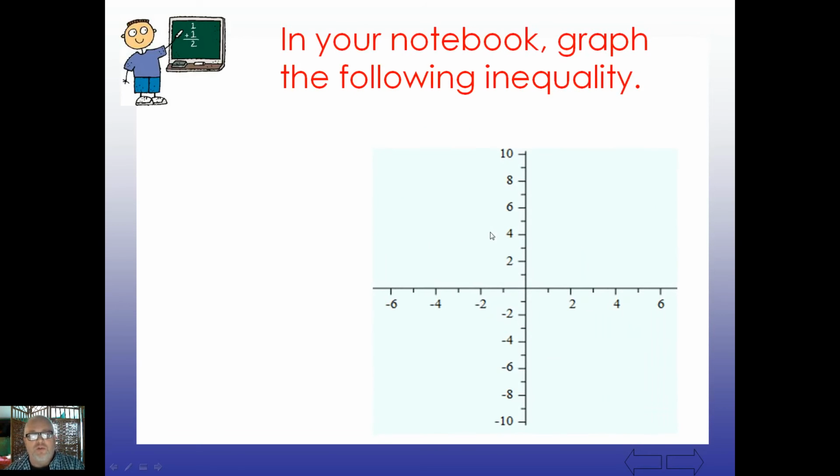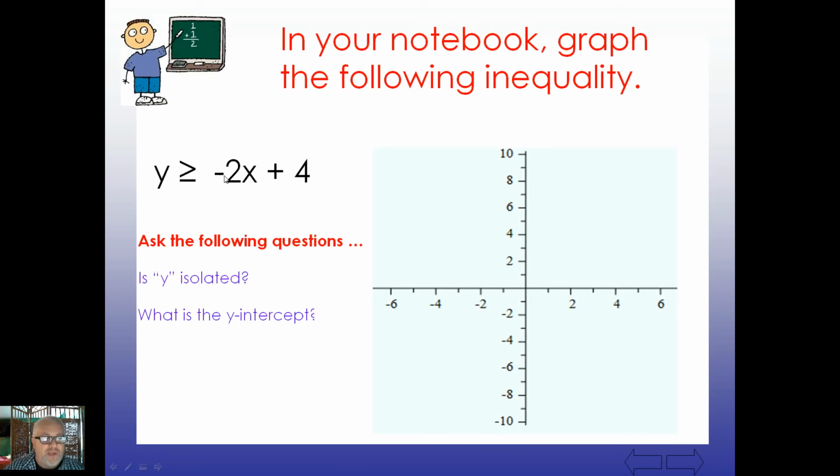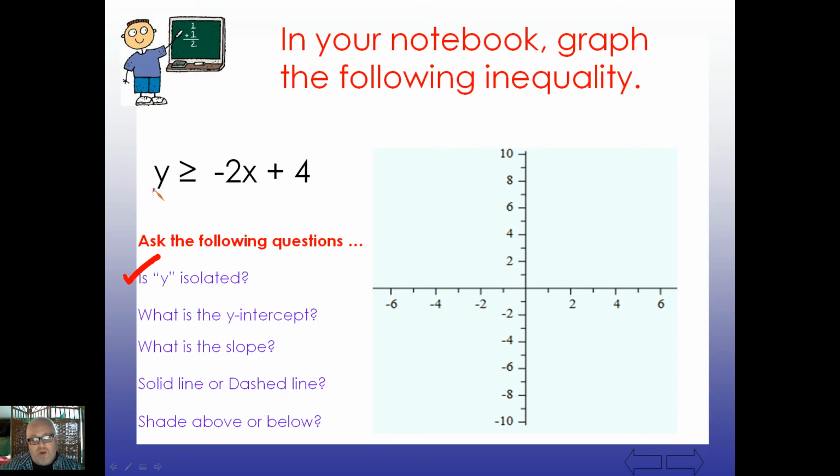Alright, so in your notebook, let's graph the following inequality. I'll do my best here to help you along. We've got y is greater than or equal to negative 2x plus 4, so let's work together here on this one. And let's see, I'm going to have to do all this freehand here. So, let's ask the following question. Is y isolated? Well, in this inequality, indeed y is alone, so we're all good there. We don't have to try to isolate y or set it by itself. It's already done for us.